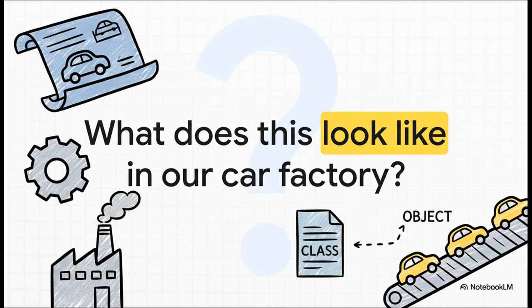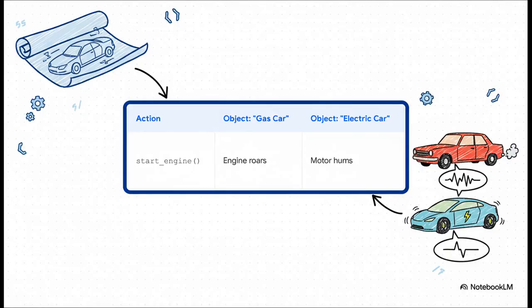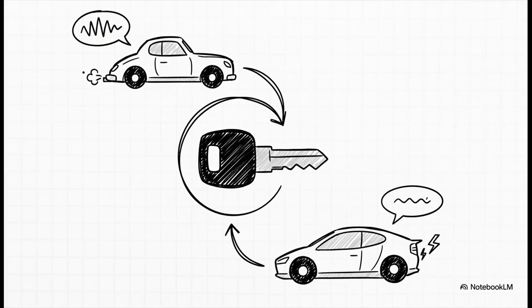Okay, but what does that actually look like back in our car factory? How can one single action have a bunch of different forms? Well, imagine we have one single command, start engine function. If we use that action on a gas car object, the engine roars to life and starts burning gasoline. But if we use that exact same action on an electric car object, a silent motor just hums to life, pulling power from the battery. See? This same action produces a completely different result, and it's perfectly tailored to each specific object. This is what makes code so incredibly flexible and dynamic. That right there is the power of polymorphism.